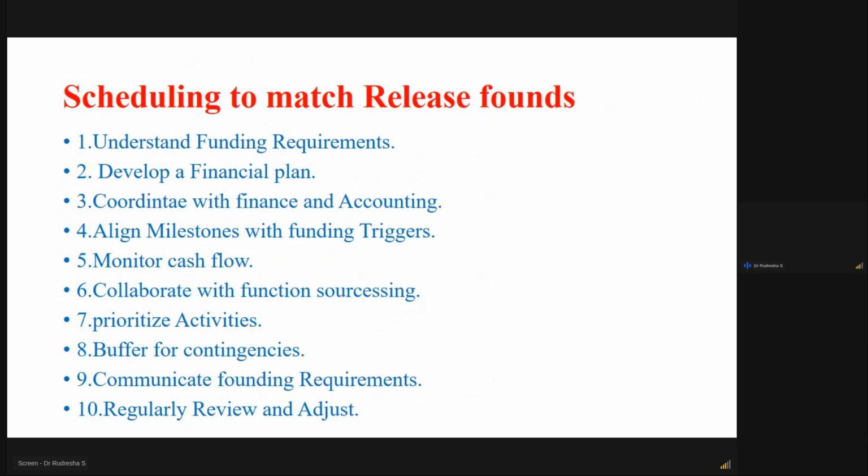Scheduling to match release points: understand the funding requirement, develop a financial plan, coordinate with finance and accounting, align milestones with the funding triggers, monitor cash flow, collaborate with functional sourcing, prioritize activities, buffer for contingencies, communicate funding requirements, regularly review and adjust. This is the scheduling to match the release points.